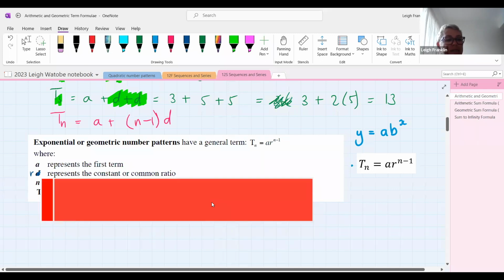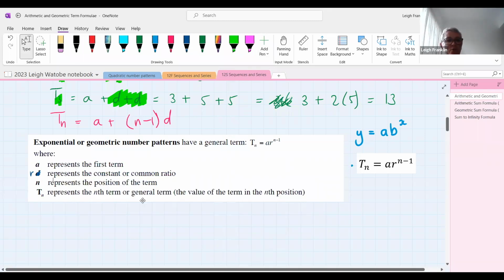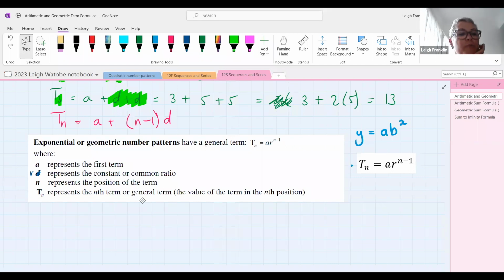N again is the... N represents the... Let's go, what does N represent? Position. That's it, the position of the term. Wonderful. Well done. And Tn represents the value of the term. So the value of the term in that position.